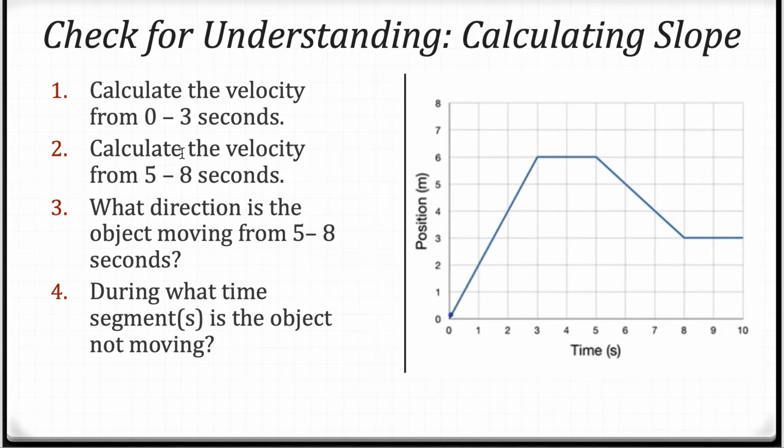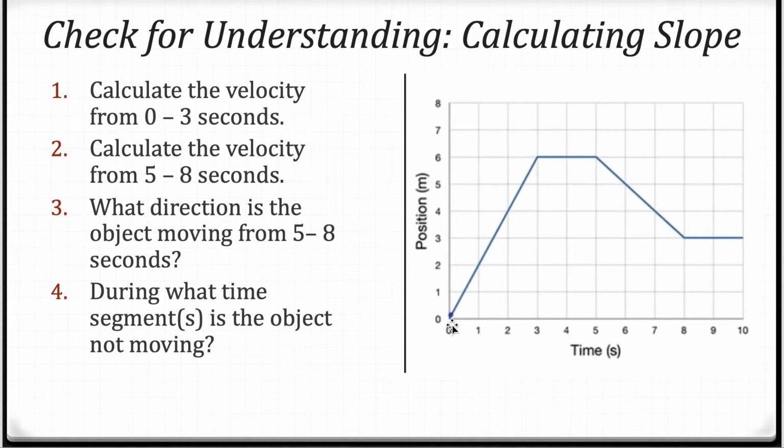All right, I don't have these things worked out on the slide, but we're going to talk about this. So this is just a check for understanding to review calculating slope and some other questions here. So the first one, using this graph, we're going to calculate the velocity from 0 to 3 seconds. So we have a position graph. Our slope is rise over run. So from 0 to 3, our line happens to start at 0 for the rise, or the vertical. It goes from 0 up to 6. So our rise here is 6.